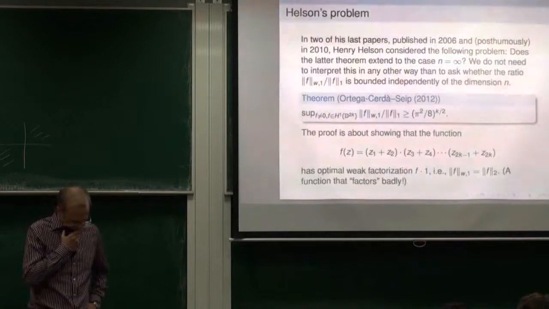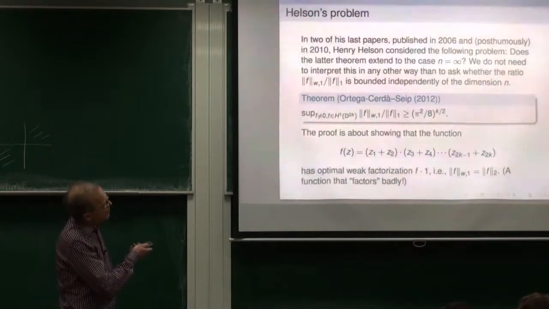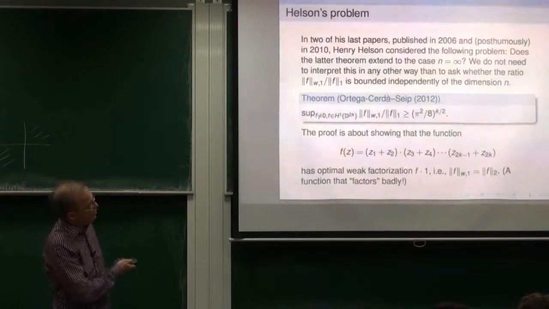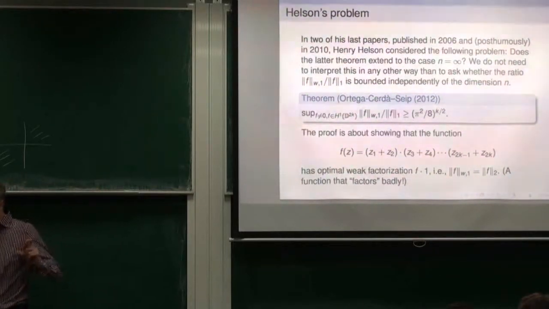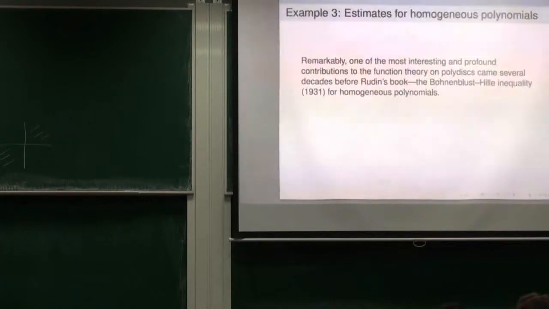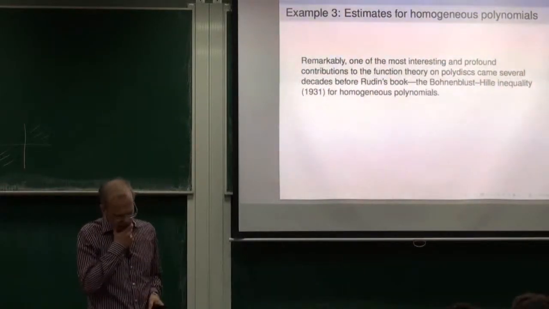I will of course not prove this, but once you know that, this number here is just the ratio between the H2 norm and the H1 norm of an individual factor like this. So it's a matter of computing the H2 and H1 norm of each such factor, which we of course can do explicitly. So that was my second example of things that we can encounter when we go to the polydisc.